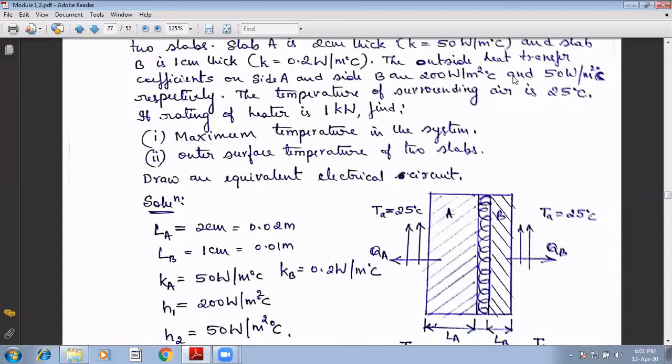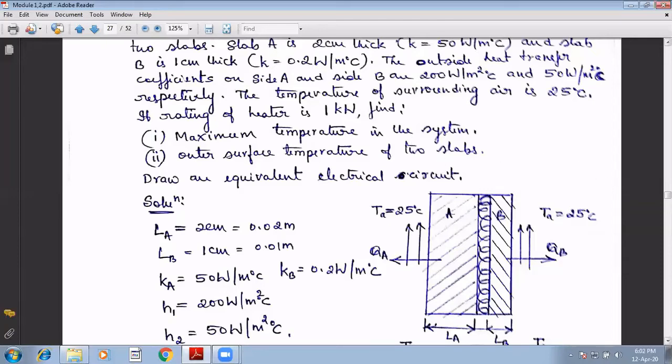The outside heat transfer coefficients on side A and side B are given. It means that at this point the convective heat transfer coefficient is given, which is 200, and at this point it is 50. The temperature of the surrounding air is 25 degrees Celsius. If the rating of the heater is 1 kilowatt, find the maximum temperature in the system and the outer surface temperature of the two slabs.